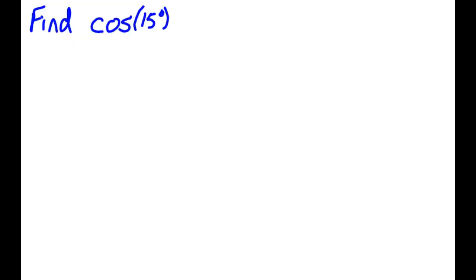In the first example, we want to find the cosine of 15 degrees. So we're going to use an identity, one of them for cosine, the sum or difference, and we want to use the unit circle. So we want to think of common angles on the unit circle that we could use to come up with 15 degrees. If we're thinking about quadrant 1, we have 45 and 30. If I take 45 degrees and subtract 30, I come up with 15 degrees. So we can use this difference identity for cosine.